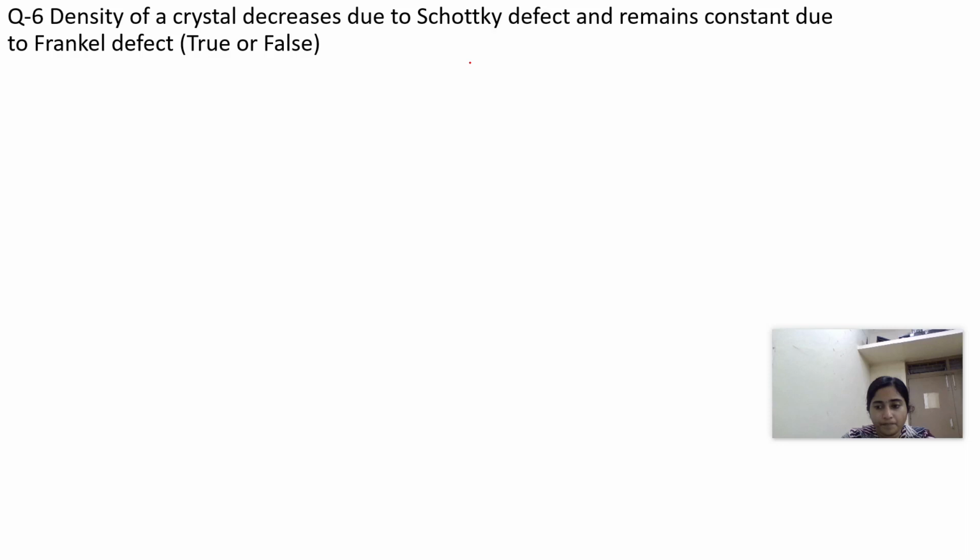So can anyone tell what is Schottky defect and what is Frenkel defect? It is due to vacancy. Frenkel defect is a pair of vacancy and interstitial.